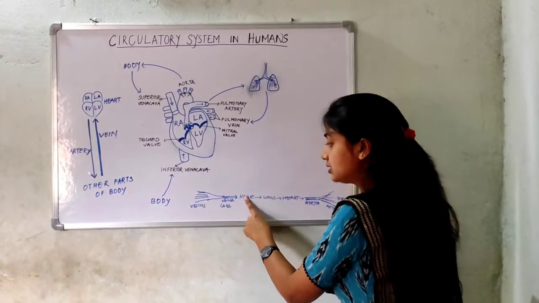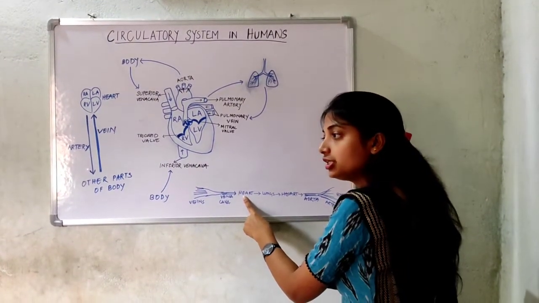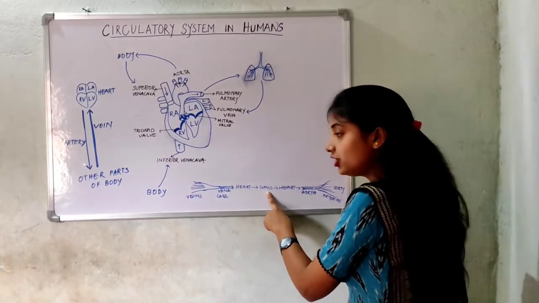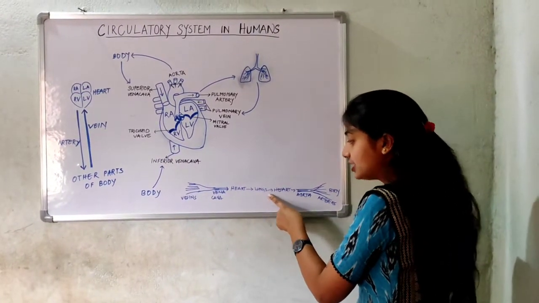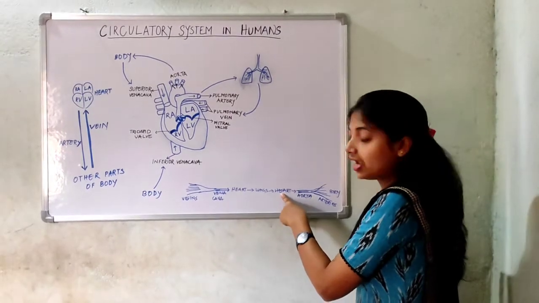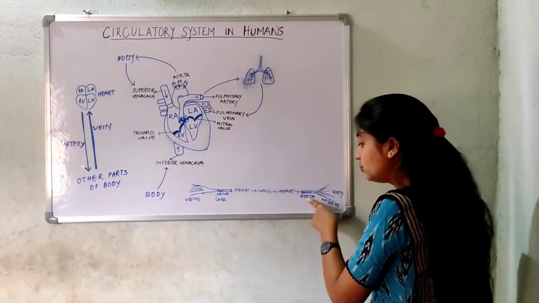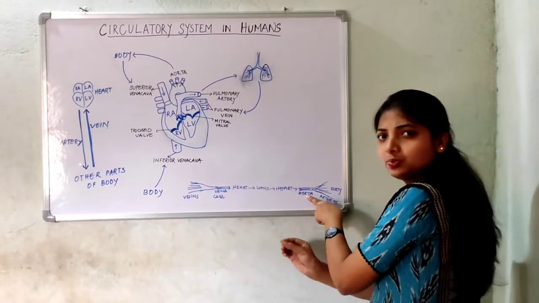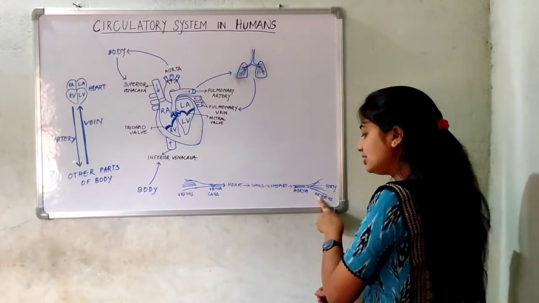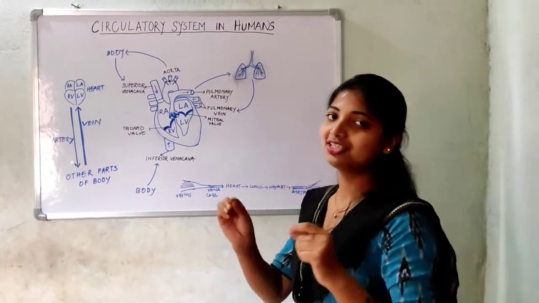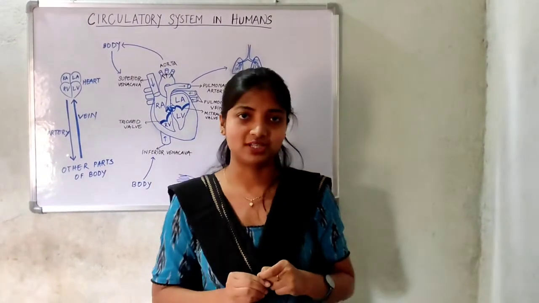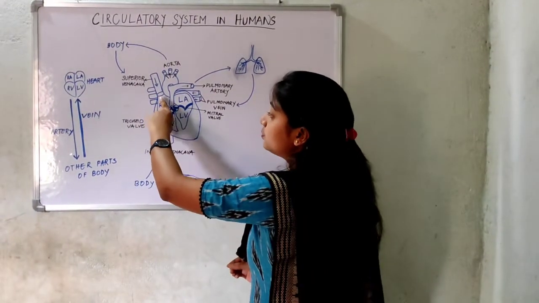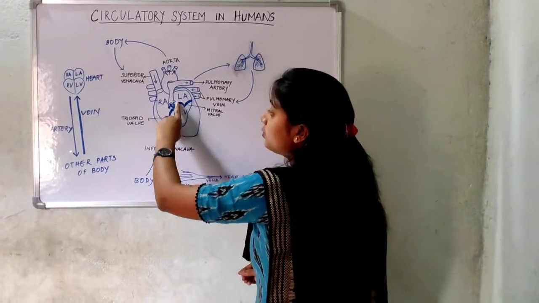Now, from the heart, the deoxygenated blood is moved to the lungs for oxygenation, and after oxygenation from the lungs, it is again moved to the heart, and then from the heart it is moved to the aorta, which is branched in numerous small tubes known as arteries, and from the arteries it reaches to all the parts of the body. So this way you can see that the blood is moving through the heart twice.